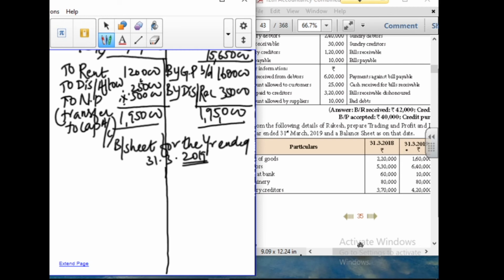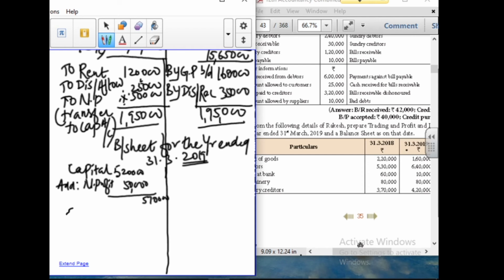First, we'll start with the liabilities, the capital. This capital is nothing but the opening capital, 5,20,000. And add net profit. You should not use the symbol; you have to write only ADD for the addition. So it is 50,000, and this should be in the inner column, and 5 lakh 70 should be in the outer column.